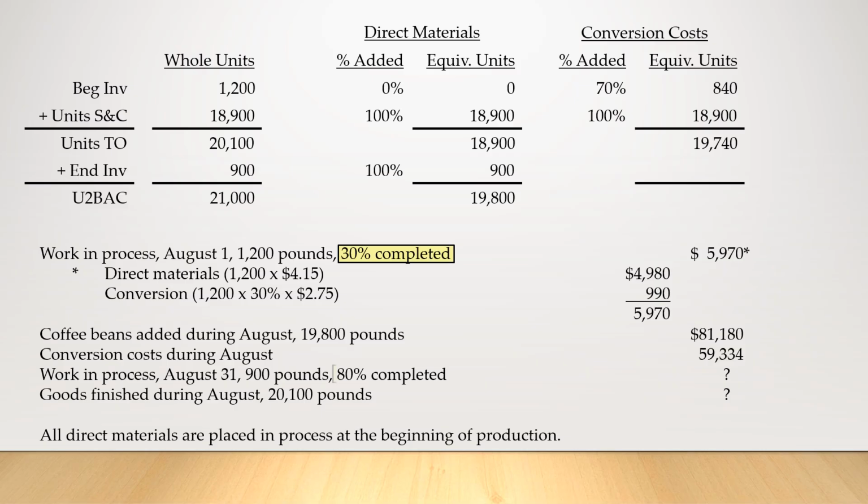Ending inventory was 80% completed. Since this ending inventory was put into production this month, that 80% is how much we added. Total equivalent units to be assigned conversion costs is 20,460 pounds. This is how far in the process the previous example went. Hopefully you tried these calculations on your own and were either able to get these numbers or see your mistake if you didn't.